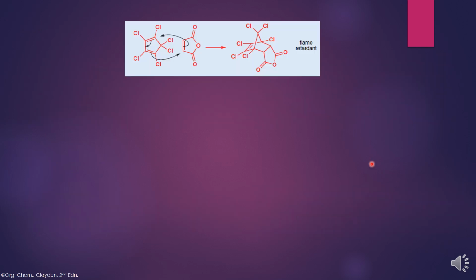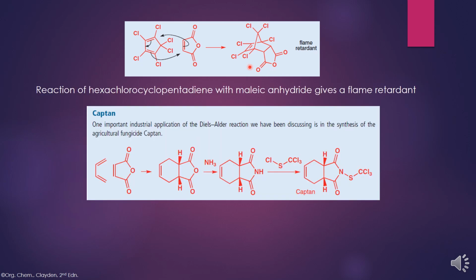This is another example for the Diels-Alder reaction when it comes to industrial application. Here we use hexachlorocyclopentadiene. When it reacts with maleic anhydride, we get a flame retardant. This is also a 4 plus 2 cycloaddition reaction, since it involves only 4 carbon atoms in the part of the diene and only 2 carbon atoms in the part of the dienophile, and we get a flame retardant.